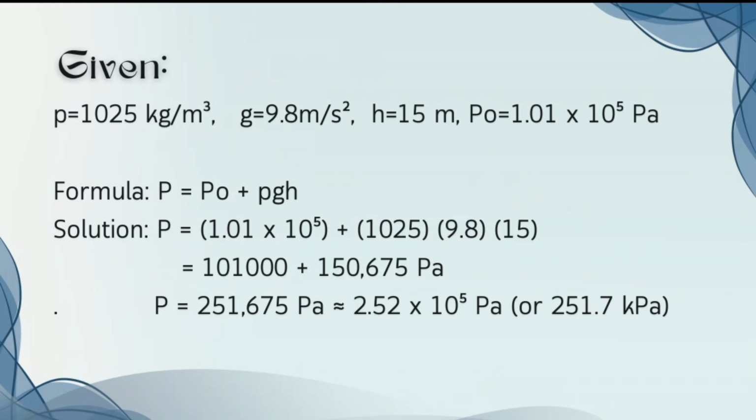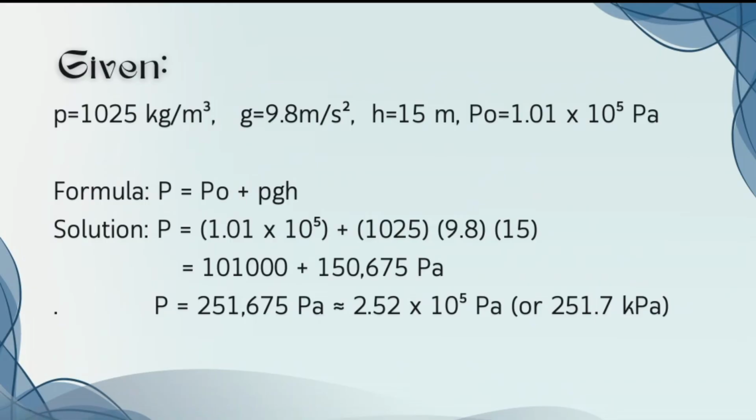We have 101,000 plus, let's multiply 1,025 times 9.8 times 15. We come up with the answer 150,675 Pa. Now we can add these: 101,000 plus 150,675 Pa is equal to 251,675 Pa. And now we need to convert this large number into scientific notation.